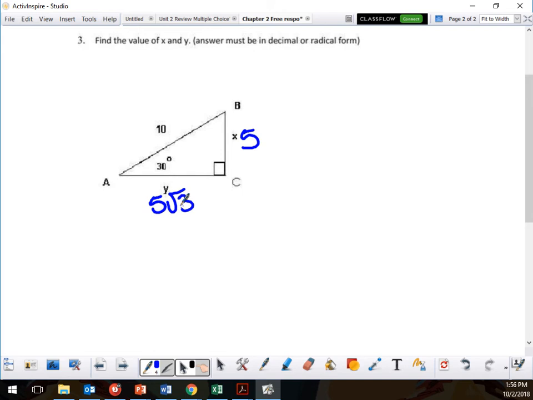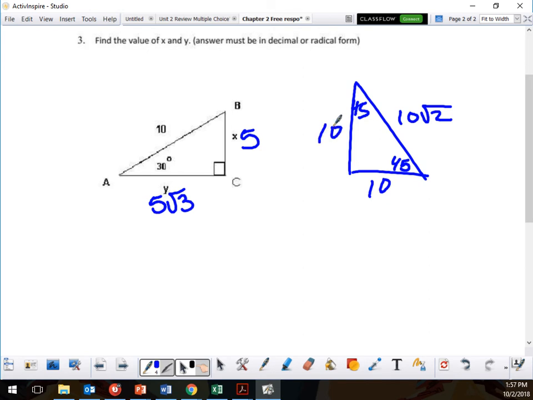Okay, so if there was a 45-45-90, that's 45. And that's... okay, so let's call this one 10. Oh wait, no, that would be 10 radical 2, right? So this one down here would be 10. What's this one? 10 radical 2. Oh yeah. Do you remember that one? Oh yeah. Okay.